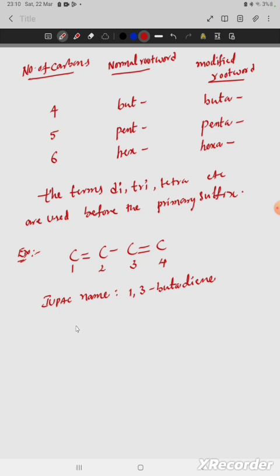Similarly, we can see for a triple bond: carbon triple bond, carbon single bond, carbon single bond, and triple bond. Here also we can give numbering 1, 2, 3, 4, 5. Here the first carbon and fourth carbon have triple bonds. Here the IUPAC name is 1,4. The total number of carbons in the longest chain is 5, so its root word is penta, di, ine.